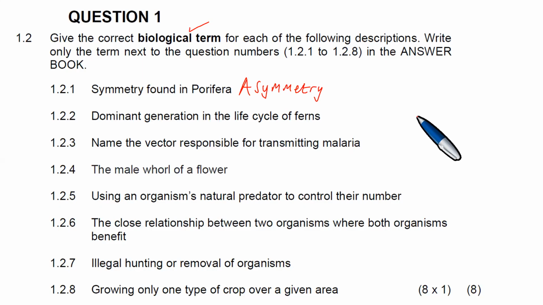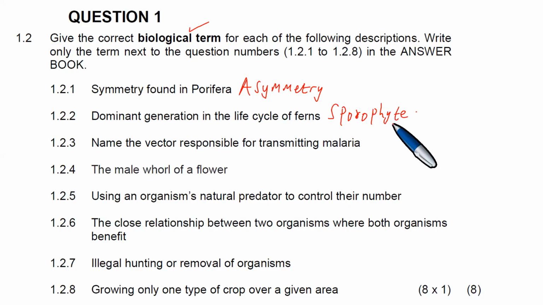Because now we are training you to master assessment here. So you need to write down these notes at the end of the discussion. Right. What do we call the dominant generation in the life cycle of ferns? It is called the sporophyte.